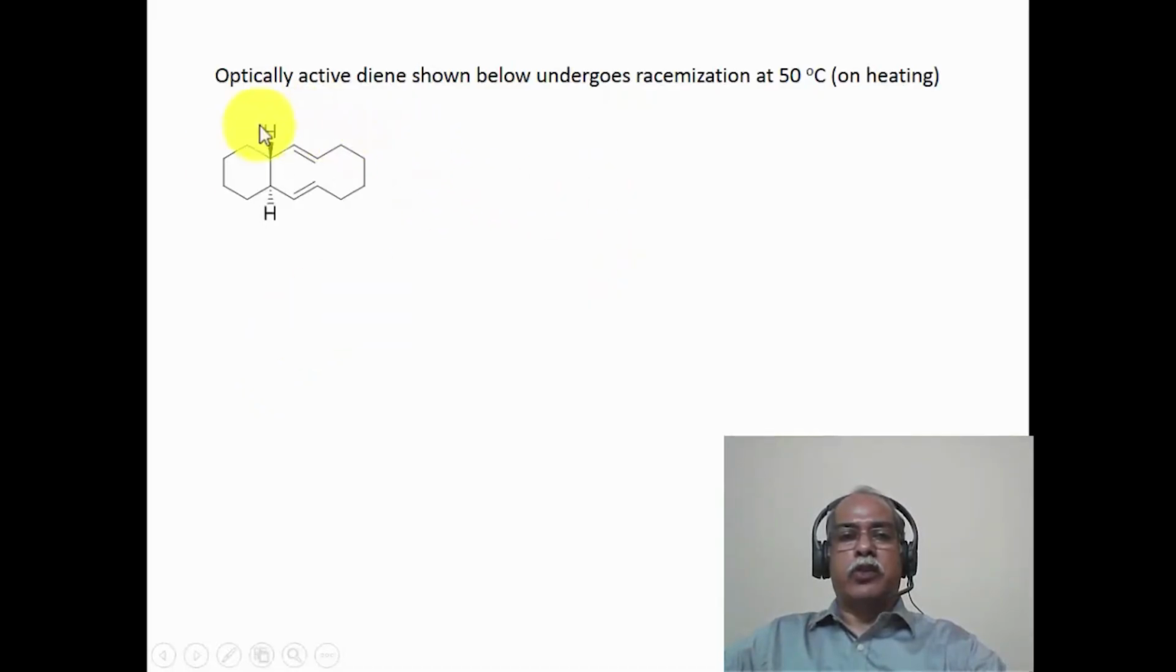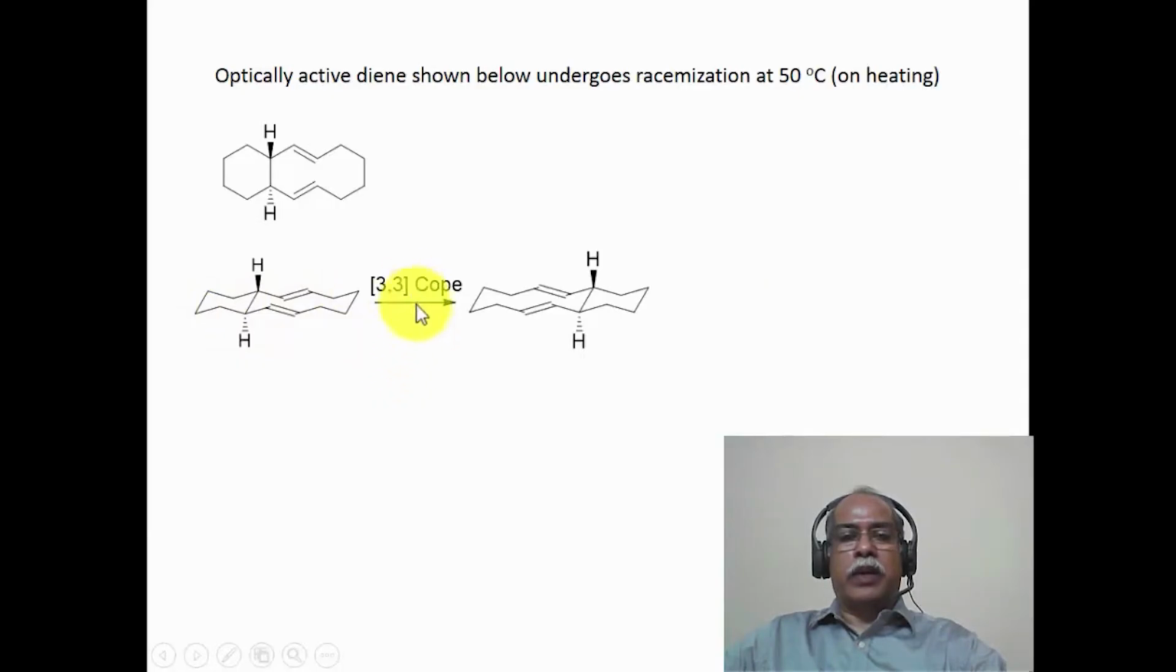Optically active diene, which is shown here, this is a diene that we are talking about, undergoes racemization on heating to about 50 degrees Celsius. What is important to recognize here is that it is again a hexadiene system, and it is a hexa-1,5-diene system capable of undergoing a Cope rearrangement. So you write this in the chair type of conformation. Essentially it's a trans-decalin kind of conformation that is written here. So that is the diene system that is capable of undergoing a 3,3 sigmatropic Cope rearrangement.